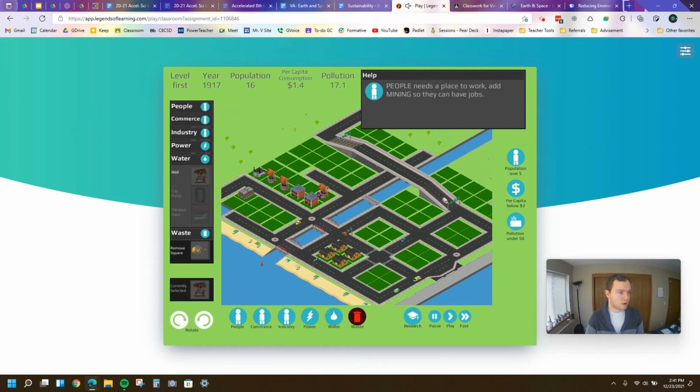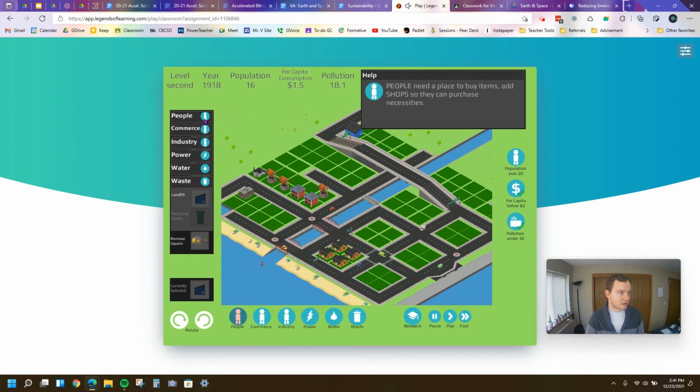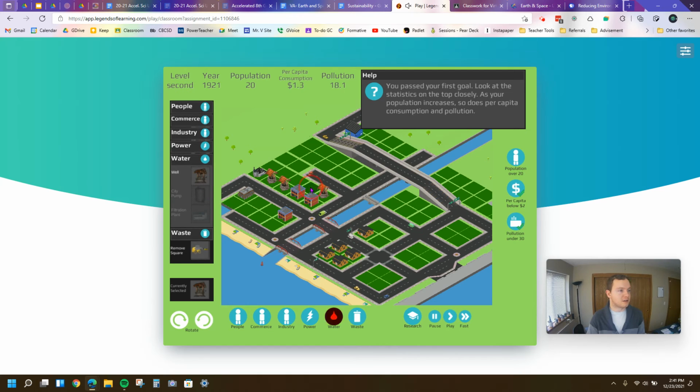Got to build them some water. And then they need a place for their waste. We'll throw that over here. All right, but now you can see I'm kind of out of people. So if I don't fulfill their needs, they'll want more people. And you can see the cycle keeps going in terms of trying to meet the needs of your population. So now my population's good.